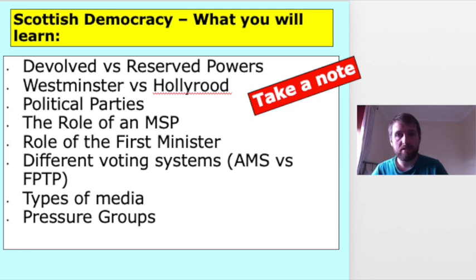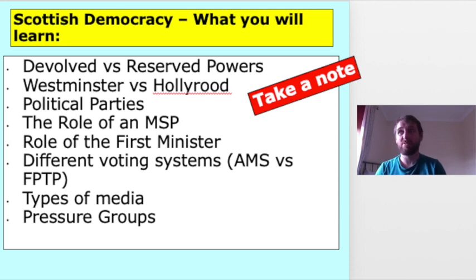The different voting systems. So we've got AMS, which is the additional member system, something specific to Scotland, and first past the post, FPTP. First past the post is just a different way that it's done. It's a combination that's done in Scotland, and we'll get into a lot more detail of that as the class goes on. What are the different types of media? So we'll talk about things like social media, like Facebook and Instagram, as well as the more traditional types with newspapers and television and things of that nature.